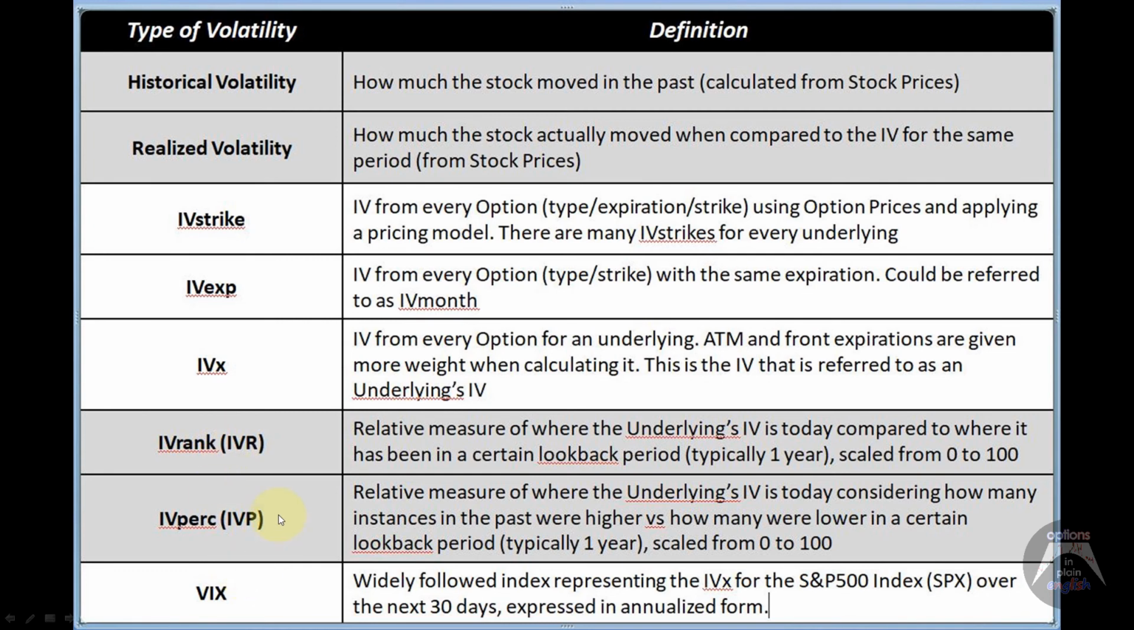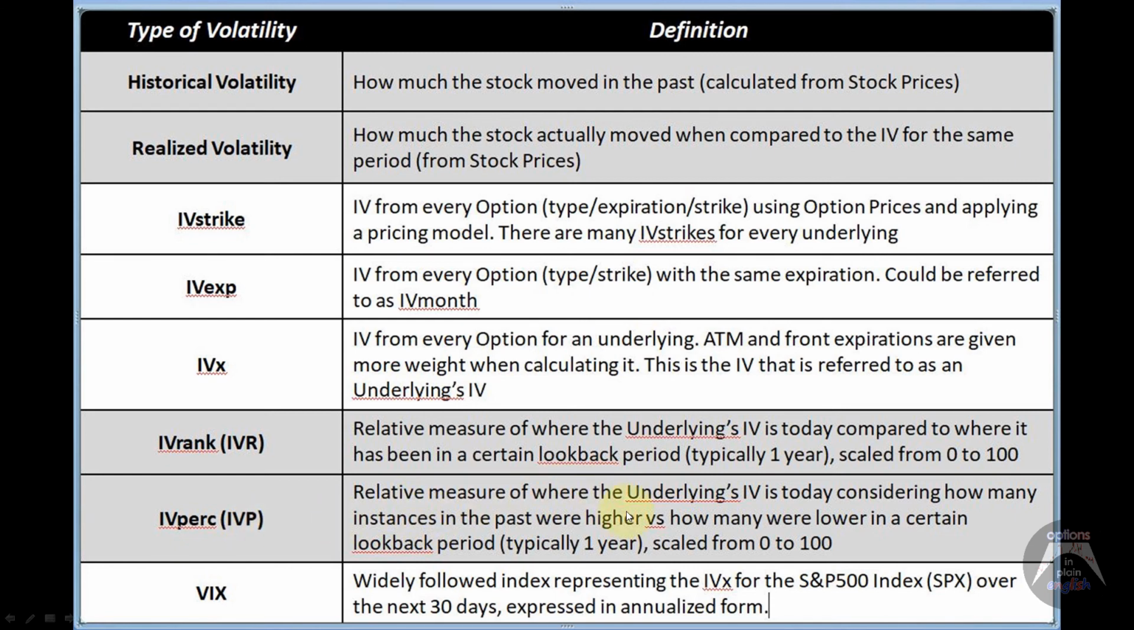IV rank. So these two are relative values. IV rank is a relative measure of where the underlying's IV is today compared to where it has been in a certain look-back period, which is typically 1 year, scaled from 0 to 100. IVR goes from 0 to 100 only, and it's a good relative measure. It tells you whether current IV is too high or too low, 50 being the midpoint, and values lower than 50 are going to be, let's say, low values, and values higher than 50 are going to be high values.